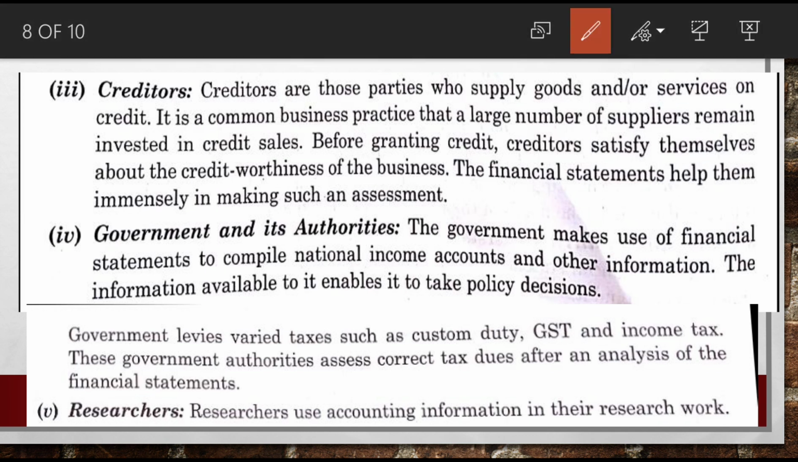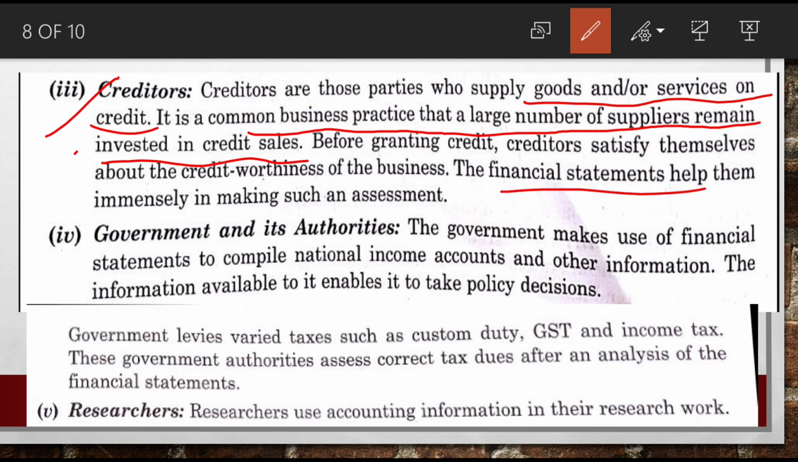Already I explained the meaning of creditors. Creditors are those parties who supply goods and services on credit basis. It is a common business practice that a large number of suppliers remain invested in credit sales. So before granting credit, the creditors satisfy themselves about the credit worthiness of the business. Financial statements will help them immensely in making such an assessment. So here creditors are also demanding financial statements.